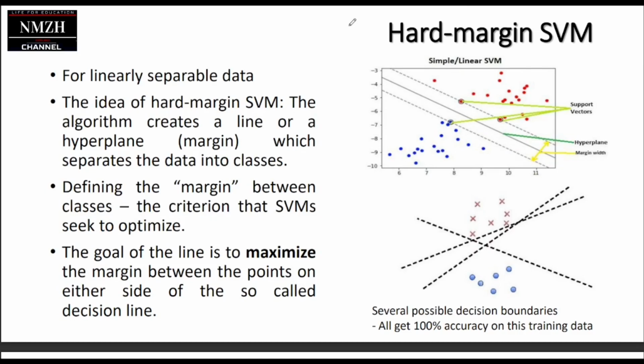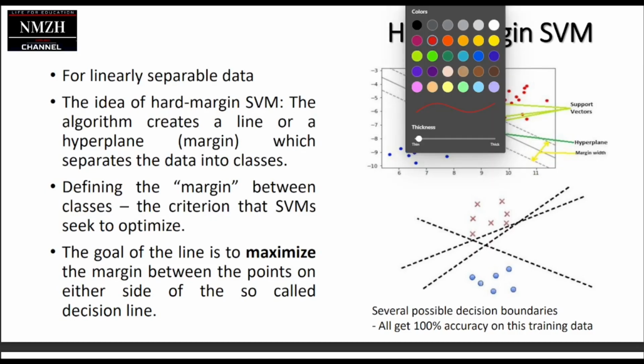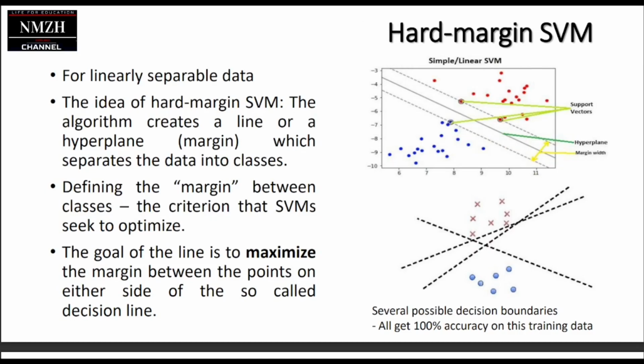Okay, hard margin SVM. In hard margin SVM, for linearly separable data, so this case for the linear one, we can take a look over here. This one is the hyperplane. This one is obviously the margin because this one is a support vector, this one is a support vector. So this would be the same length as it is. So this is the margin for the red group, and this one is the blue group margin.